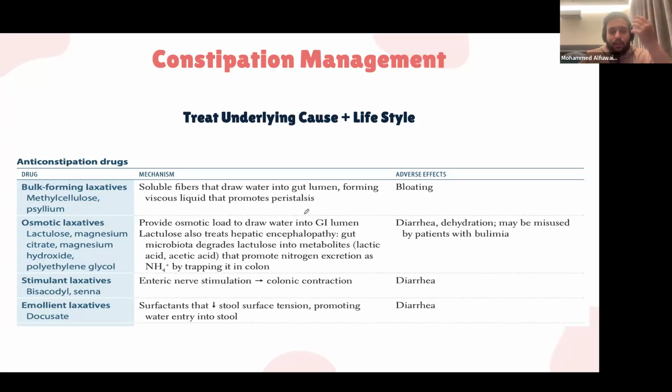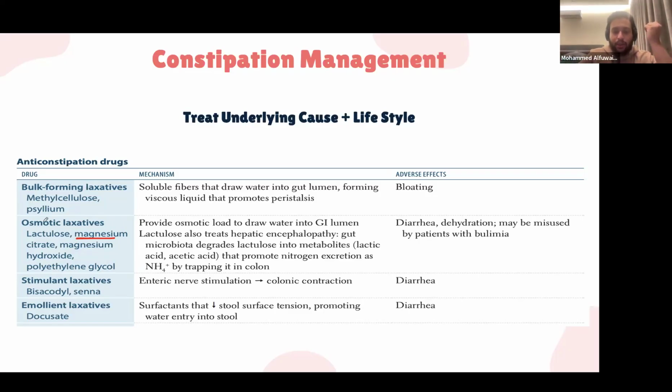Firstly, try to treat the underlying cause, and lifestyle modifications for patients with primary constipation or functional constipation. Treat the underlying cause of the secondary constipation causes. Now, there are many, many drugs you can give. There's a bulk-forming laxative such as cellulose and psyllium. These will draw fluid into the gut lumen. Then you have osmotic, which we've gone over. Magnesium is a cause, and we already mentioned magnesium in the peptic ulcer disease drugs. It causes diarrhea. So that's why in the peptic ulcer you give it with aluminum, which causes constipation.